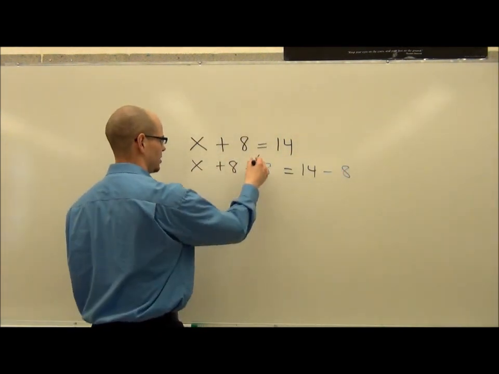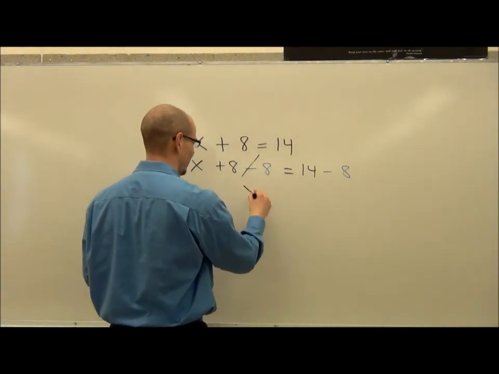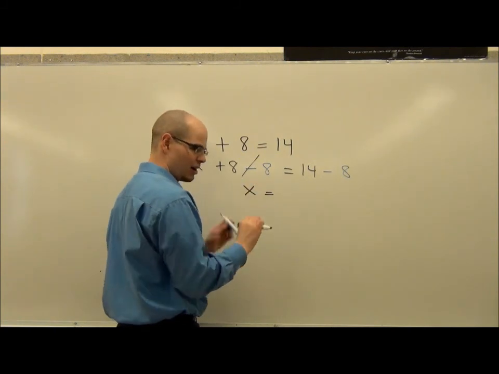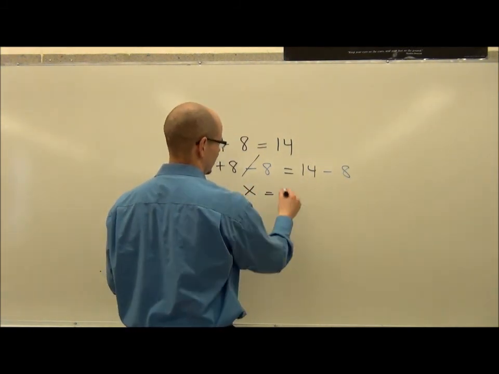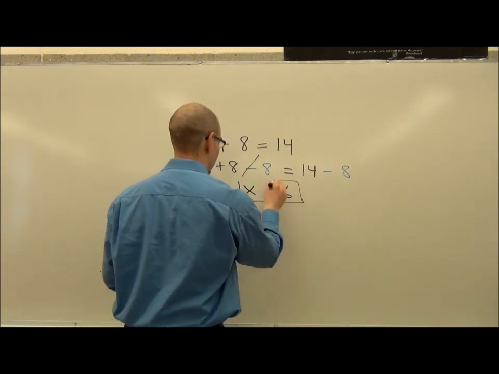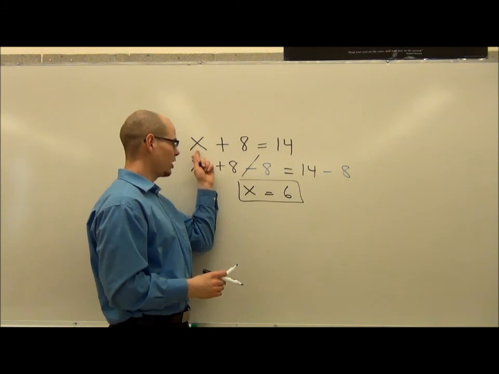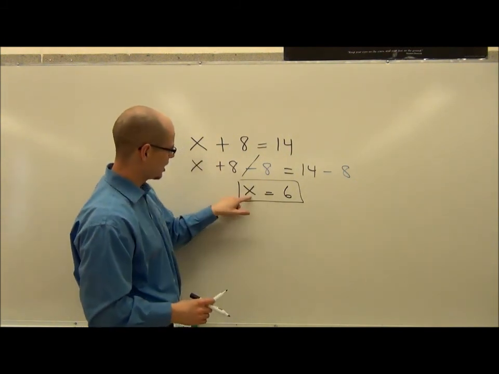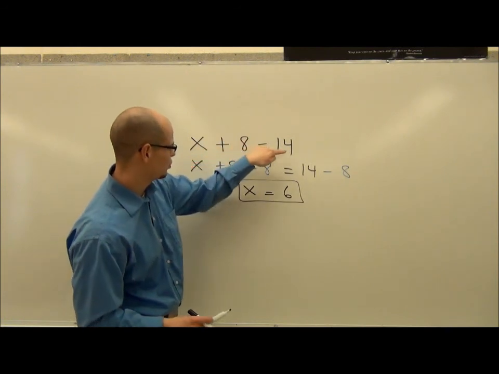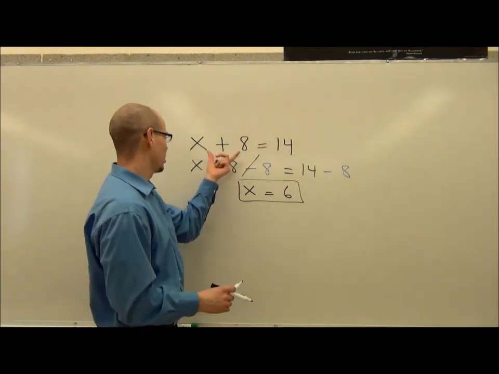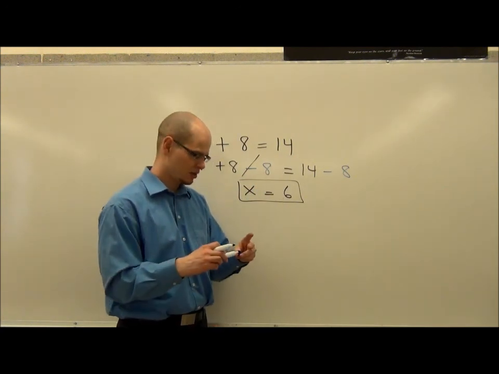So what happens is, these cancel out. Plus 8 and minus 8 is just 0. So on the left-hand side, I've now isolated the variable. It's on its own. That's what I wanted. On the right-hand side, 14 minus 8 is just 6. Okay? You can then verify. So our solution is, the unknown variable is 6. What that means is, x is 6. If you put that back in, 6 plus 8 equals 14. It works. You can check. The left-hand side of the equation is 14. The right-hand side, 14. So it works.